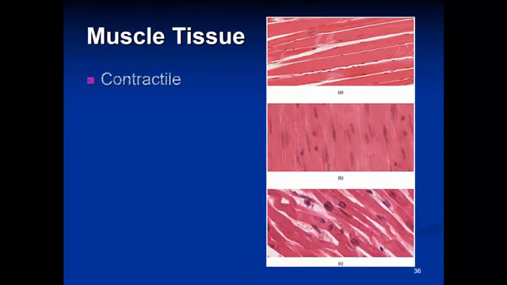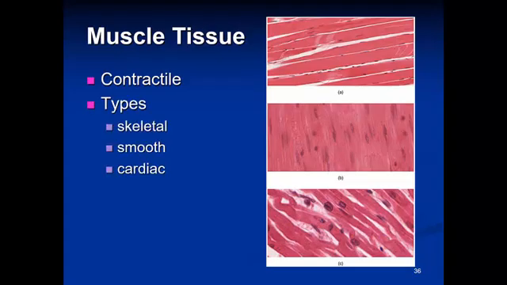The third type of tissue is muscle. All muscle contracts. That's their job. There's 3 types of muscle tissue. Number 1 is skeletal, number 2 is smooth, and number 3 is cardiac. So let's look up close at skeletal muscle first.